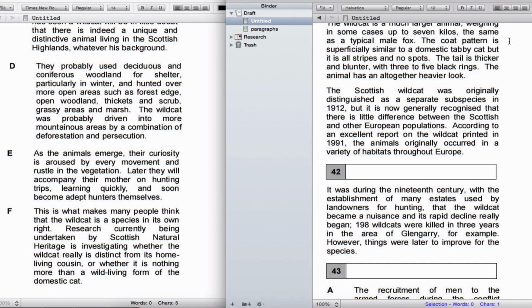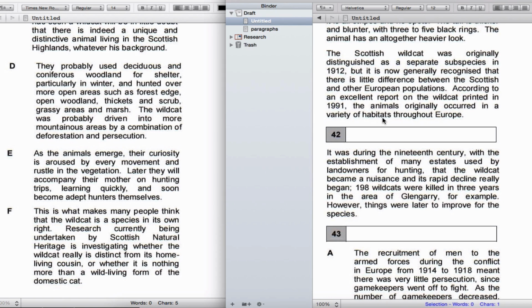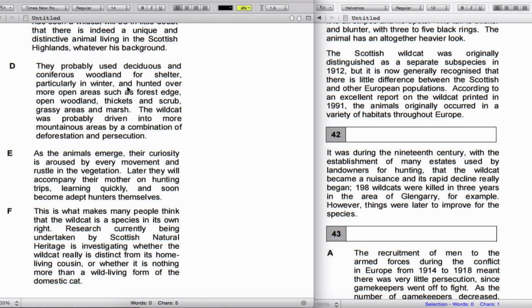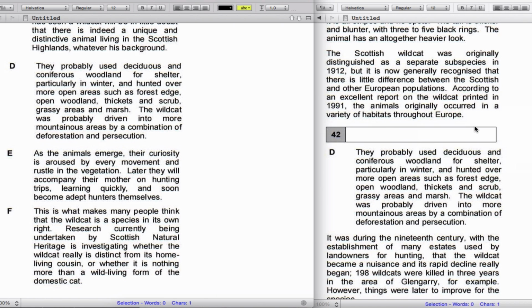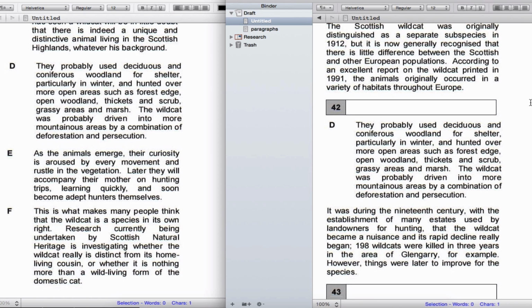Okay, here we have the word habitats. According to this report, they had a lot of habitats. What about this? Let's put that over there. So they, the animals, the wildcats, probably use deciduous and coniferous woodland for shelter. So that's talking about the habitat. Okay, so that seems promising.